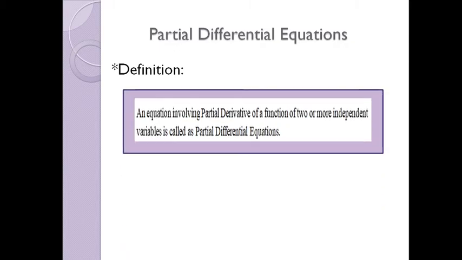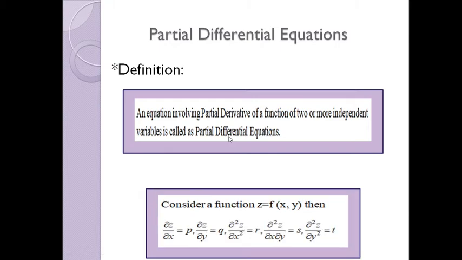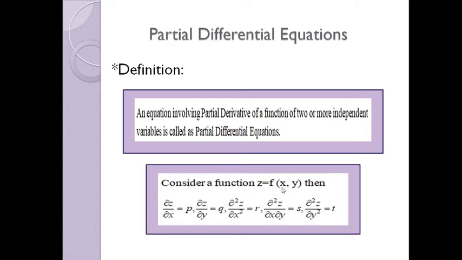Definition of partial differential equation. An equation involving partial derivative of a function of two or more independent variables is called as partial differential equation. Consider a function z is the function of x and y. Then del z by del x equal to p, del z by del y equal to q, del square z by del x square equal to r, del square z by del x del y equal to s, and del square z by del y square equal to t. These are the standard substitution.